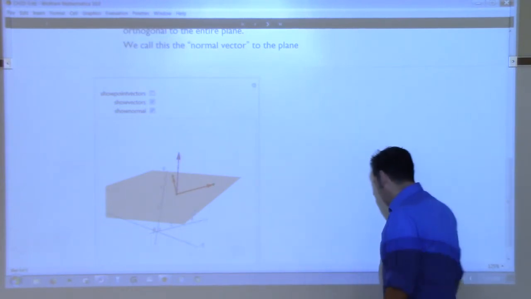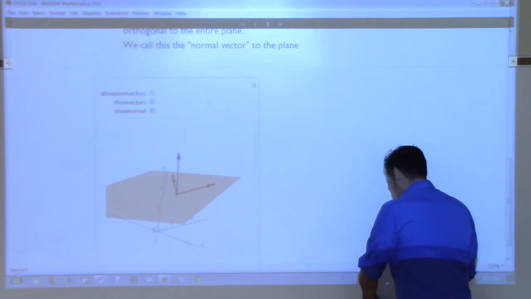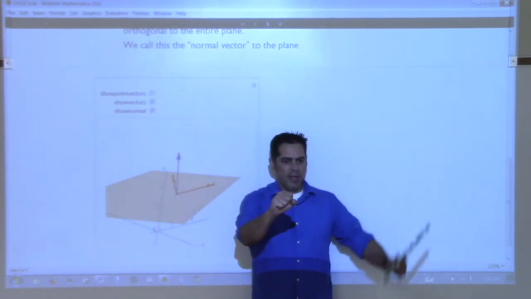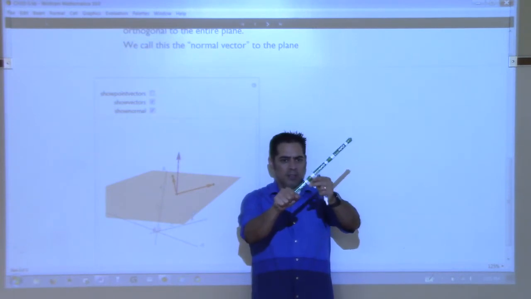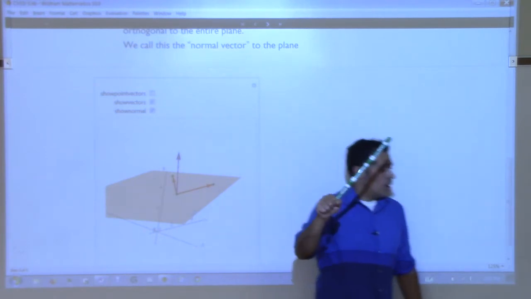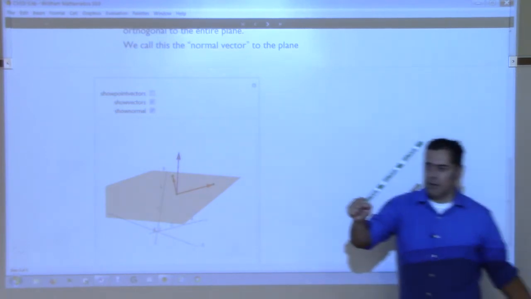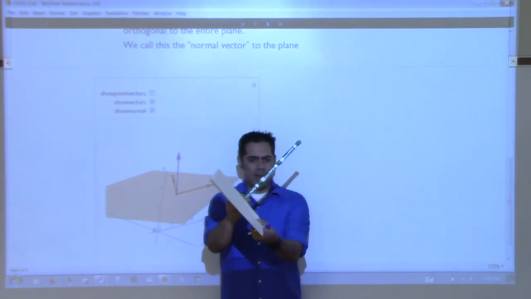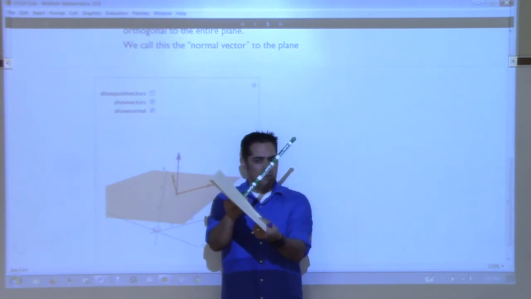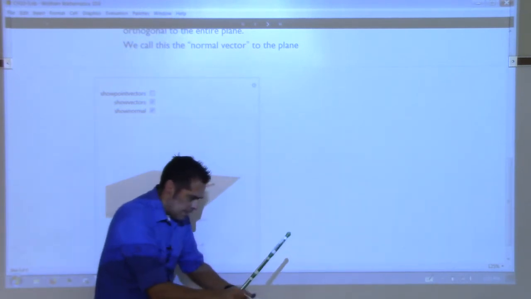So what if I give you one point in space, and I tell you that this vector is orthogonal to the plane? Then there is only one plane that can do that, right? There's only this plane right here. Can't tilt it at all, this direction, right? Can't tilt it this direction.